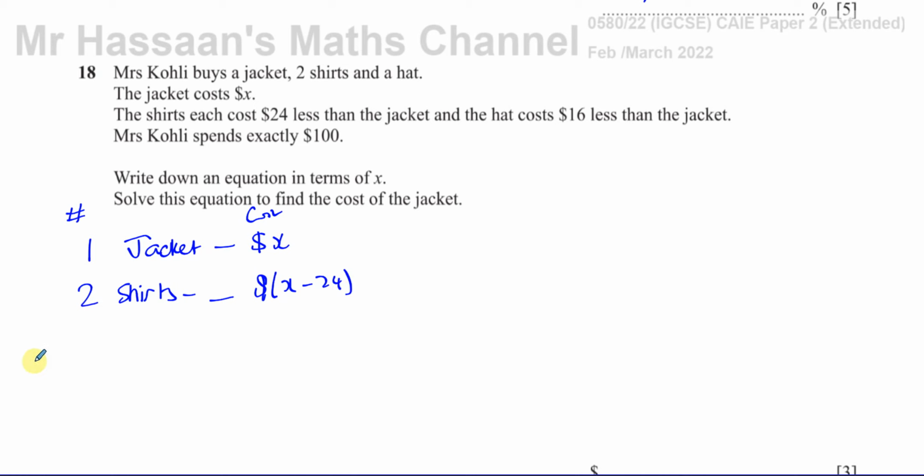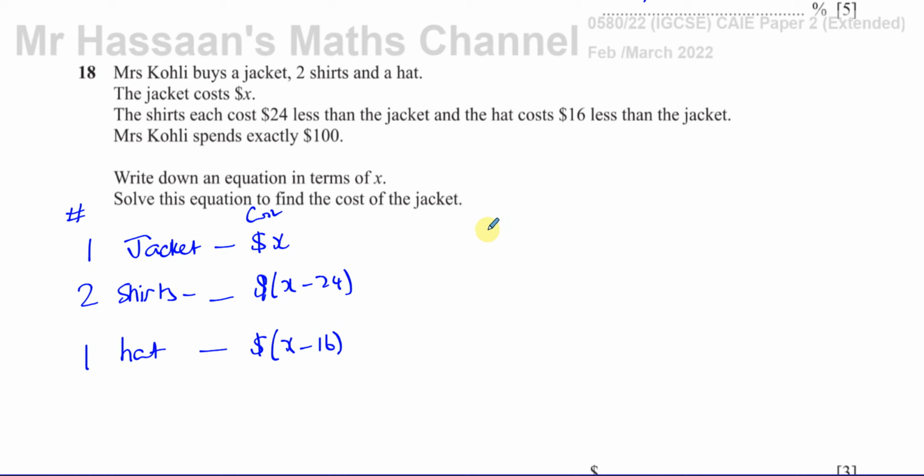Then she buys one hat, and it says the hat costs $16 less than the jacket. So you have X minus $16. That's one hat. So she spends exactly $100. Write down an equation in terms of X.